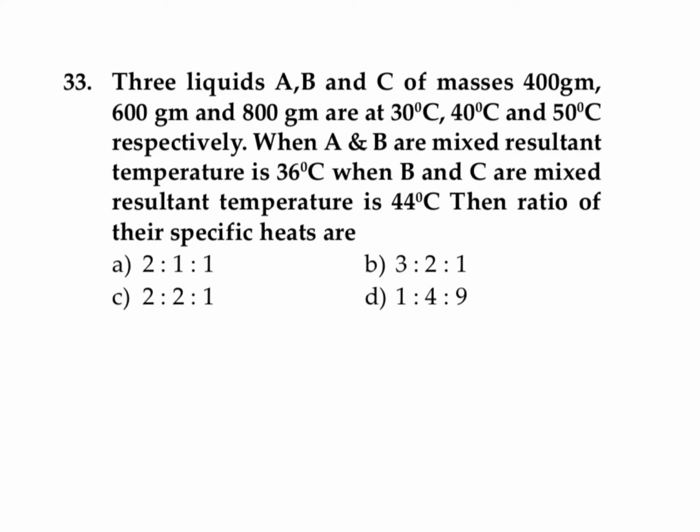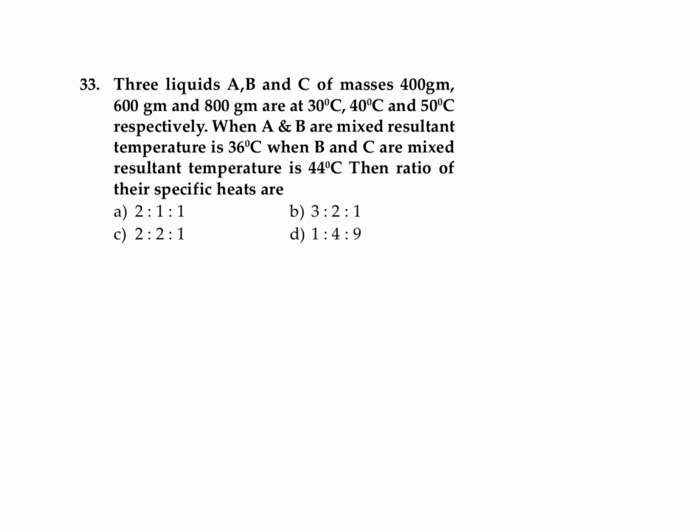It is given that three liquids A, B, and C of masses 400, 600, and 800 gram are at 30, 40, and 50 degrees respectively. When A and B are mixed, the resultant temperature is 36, and when B and C are mixed, the resultant temperature is 44. Then the ratio of their specific heats are?